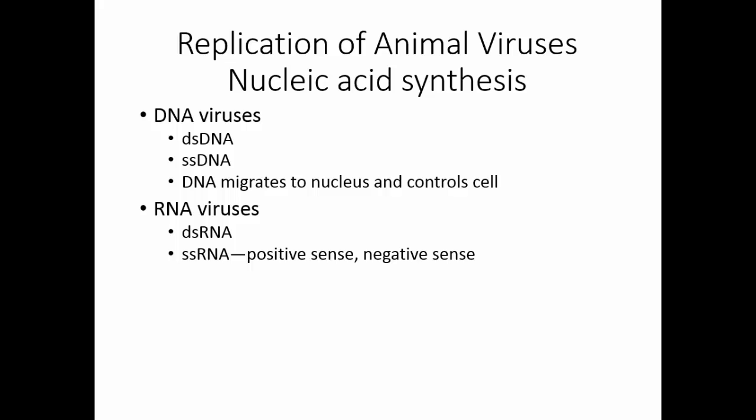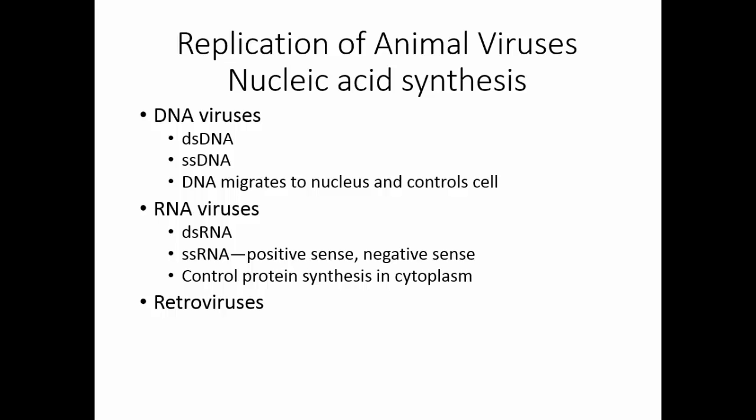With RNA viruses, we also have double-stranded RNA and single-stranded RNA. And the single-stranded RNA can be either positive sense RNA or negative sense RNA. If the RNA is single-stranded and positive sense, a ribosome can immediately attach to that RNA and begin protein synthesis. If the single strand of RNA is negative sense, the cell first has to make a complementary copy of the RNA, and that is the piece of RNA that the ribosome can attach to. Again, in either case, the control of protein synthesis occurs in the cytoplasm.